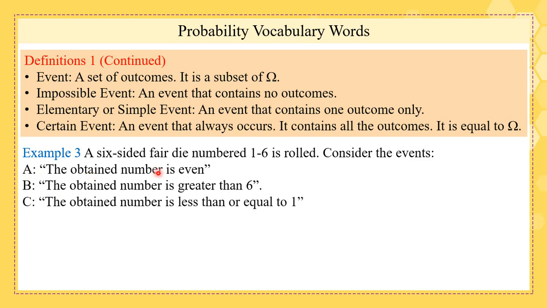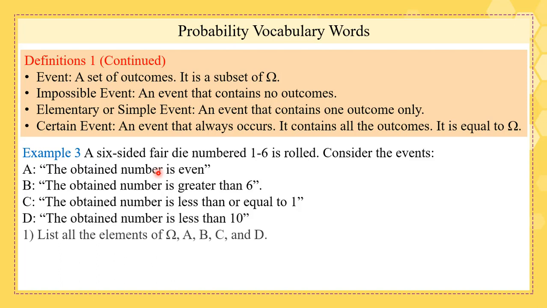This is a statement that describes the event. We have these four events. We need first to list all the elements of omega, A, B, C, and D. And this is very important in case we can list the elements. Omega would be the numbers from 1 to 6. A, the obtained number is even, so we have to choose the even numbers from omega.